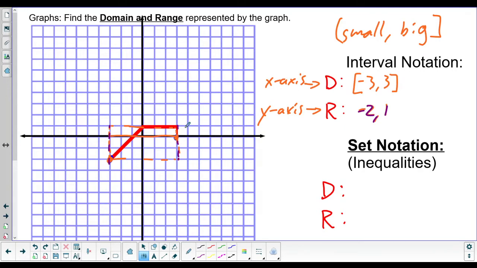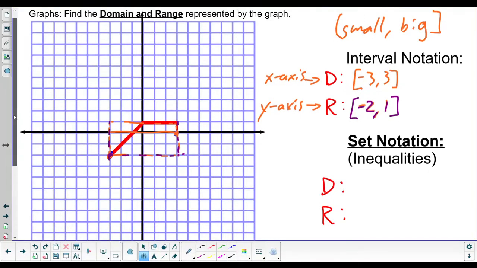If there aren't any, assume they're filled in. This is a solid line, so you get to include it. So the high number, 1, that's solid, so it's going to get a bracket. And then our bottom point, the lower bound here for our range, this is also a filled in point, so it also gets a bracket.